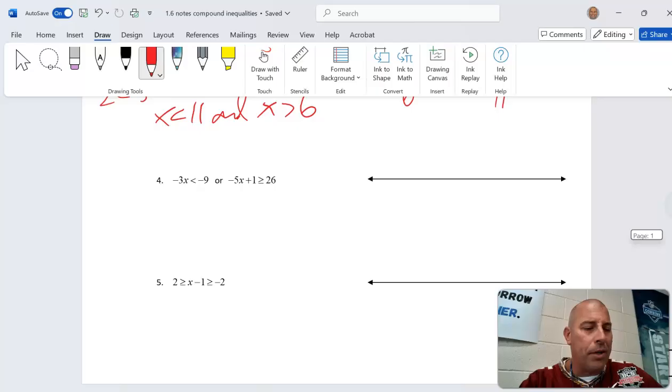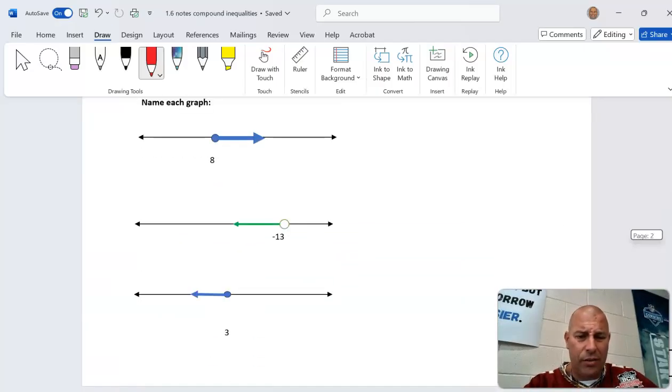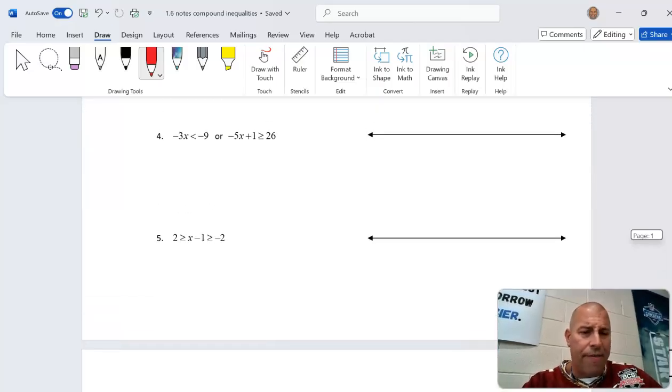Let's try one more person. Let's try, no, not you, not you, not you, no, no. You know what? No, let's just go down to problem number 5. Let's just do 5 here.